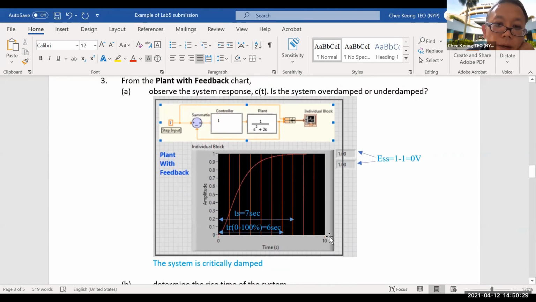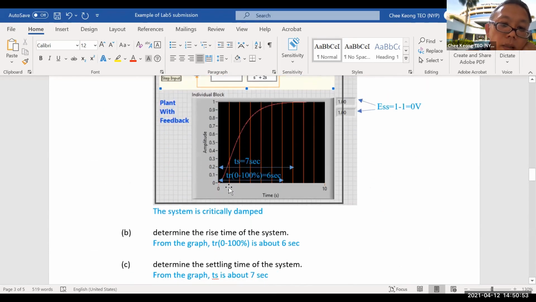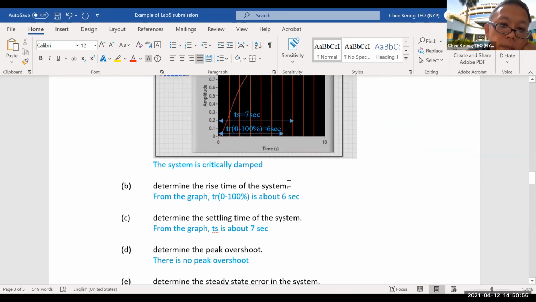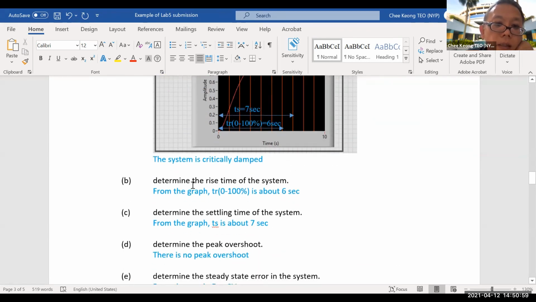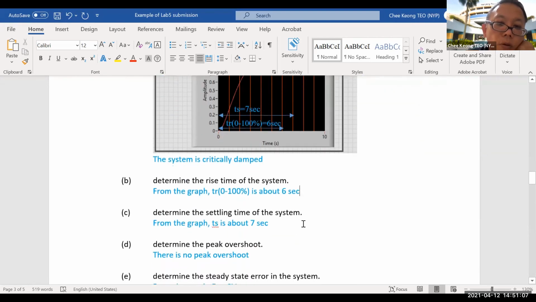Now, for the rise time and the settling time, we roughly read where it's more or less flat. So this is about 7 seconds. So settling time is about 7 seconds. Now from 0 to 100%, it's about 6 seconds for the system to rise. So from the graph, determine the rise time. Rise time is about 6 seconds, as we have read here, right? From 0 to 100% is about 6 seconds. Of course, reading is always approximate.